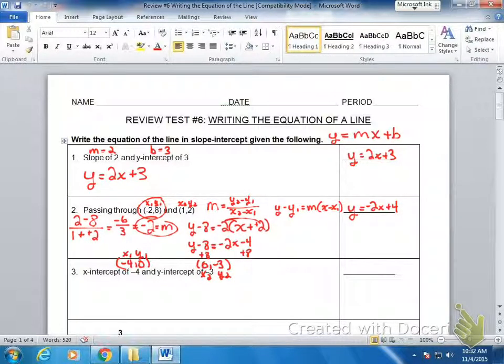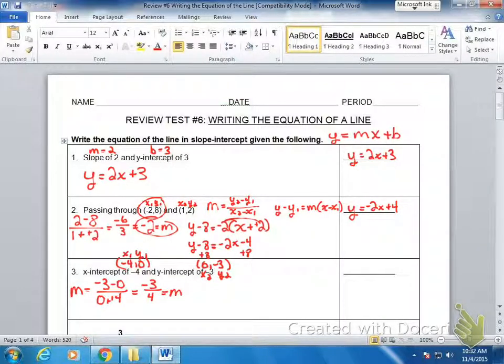So the same thing we did on the last one we need to do here, we need to find m. So I'm going to take y2 minus y1, -3 minus 0, over x2 minus x1, 0 minus -4. So I got another boom boom. -3 minus 0 is -3, 0 plus 4 is 4. So my slope is -3 over 4.